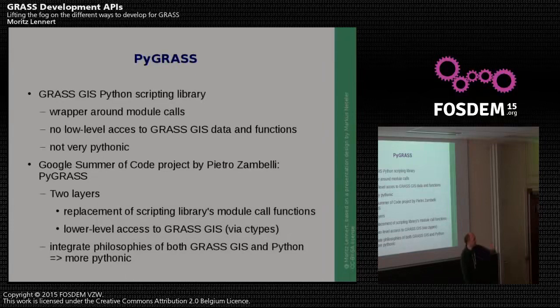which has two layers to it. The first layer can be seen as a sort of replacement of the Python Grass scripting library, which thus functions to call Grass modules. And the second allows a lower level access to the Grass GIS API via the ctypes Python library. This allows us to integrate both Python programming philosophies with the Grass philosophy much closer.